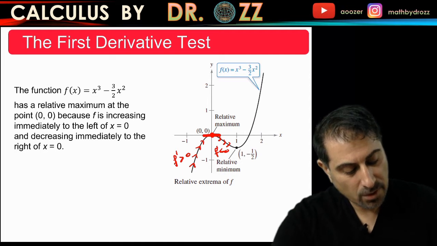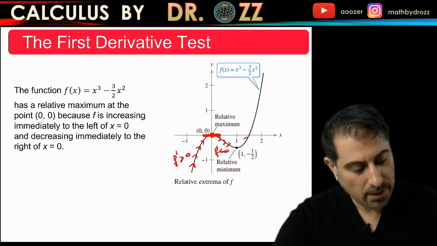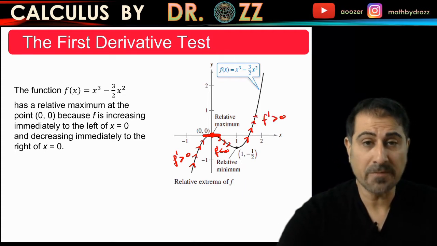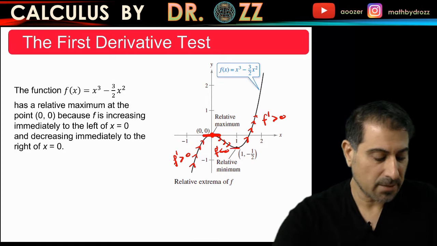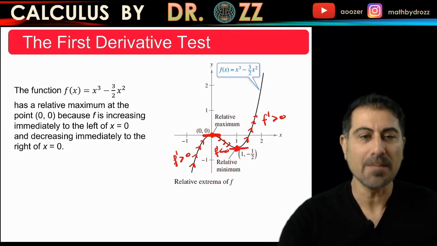And the same thing here, f prime is negative in the interval 0 to 1, and f prime is positive for the interval 1 to infinity. So as you see, you make a valley, and at this critical point we have a relative minimum.